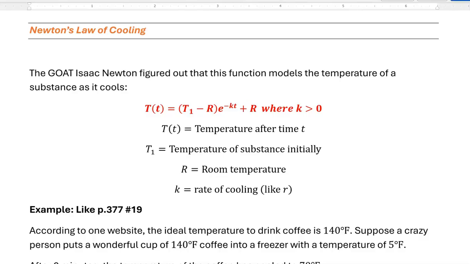That's right up there. So anyway, this guy had his fingers in everything. I mean, look at this. We're talking, he's got a law of cooling. He's got laws of motion.